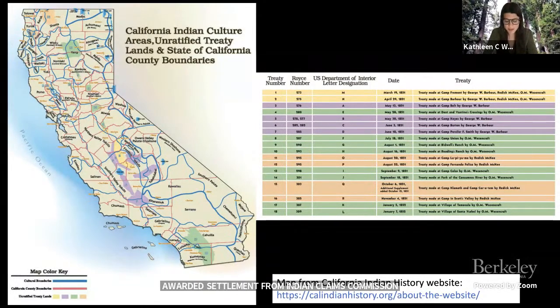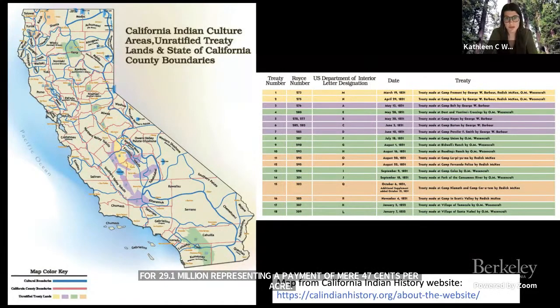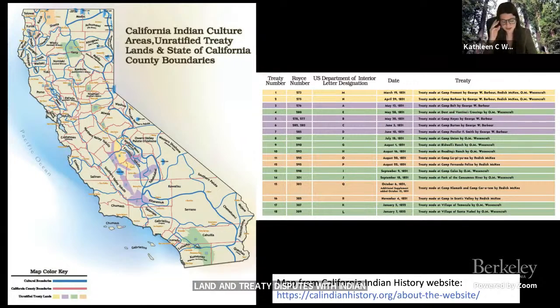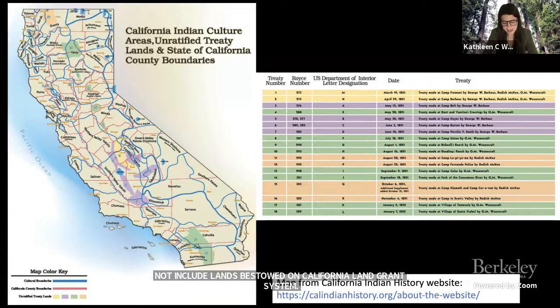The Indian Claims Commission was established to finally render justice in ongoing land and treaty disputes with Indian nations. But was 47 cents an acre for the land of California all this justice was worth? Further, this monetary payment for stolen lands does not include the lands bestowed on California's land grant system. At 47 cents per acre, the settlement reveals the Indian Claims Commission didn't work in the way it was intended. It didn't quash the land claims of the Indians of California.